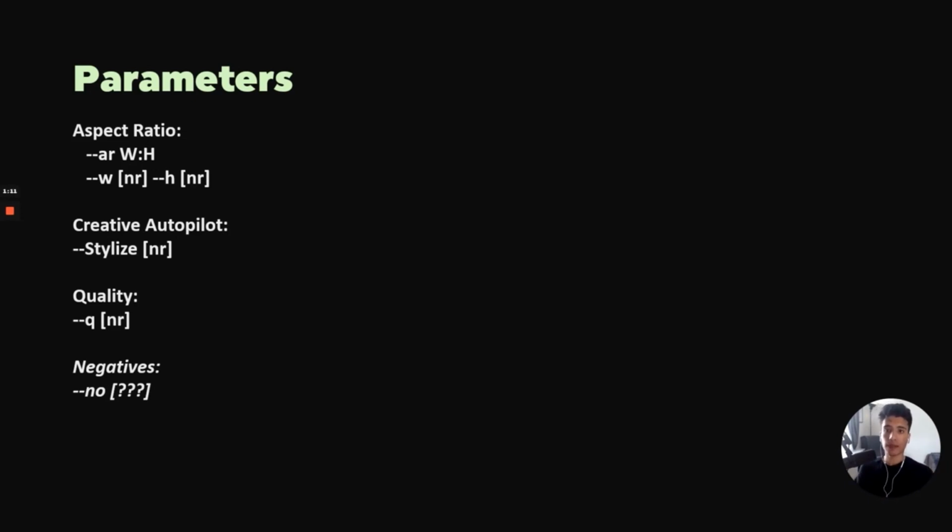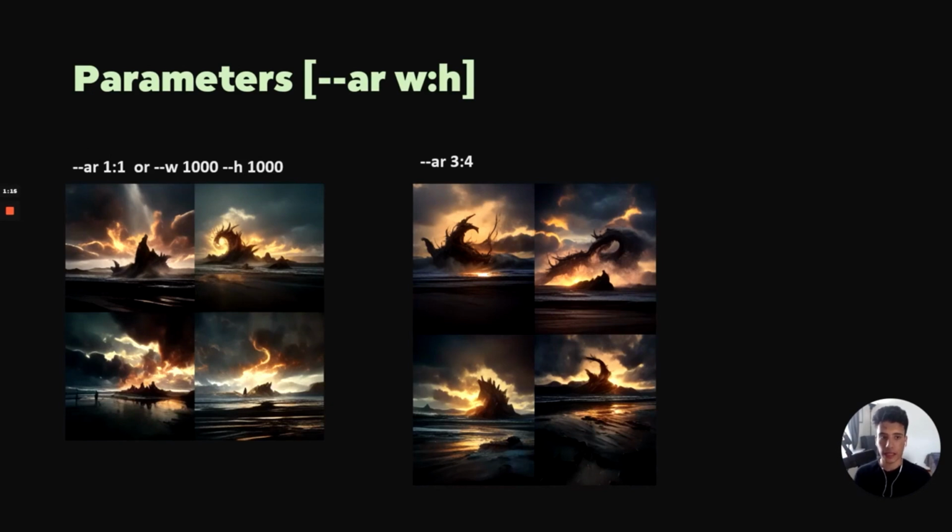So you have the aspect ratio, and the aspect ratio is like this. After you completed what you wrote, so you write, for example, /imagine a beautiful monkey, or in this instance, a dragon breaching on an Icelandic shore, right? You will be able, at the end of the sentence, to do 2 dashes, so dash dash, and then AR, which stands for aspect ratio, and then you put the width ratio and the height ratio.